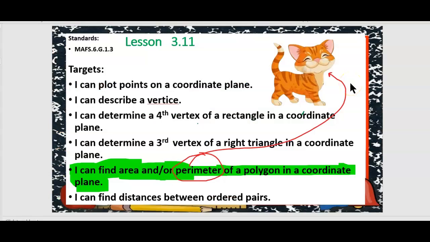Okay, perimeter. This is where we left off in the lesson. I'm going to mark this 8 minutes.